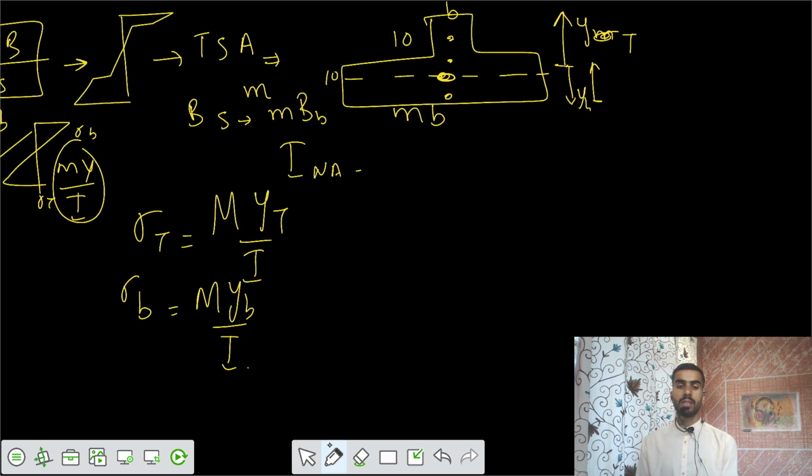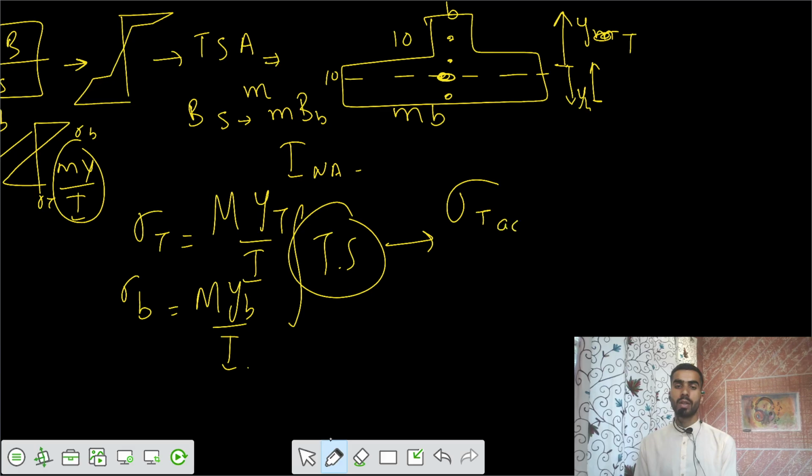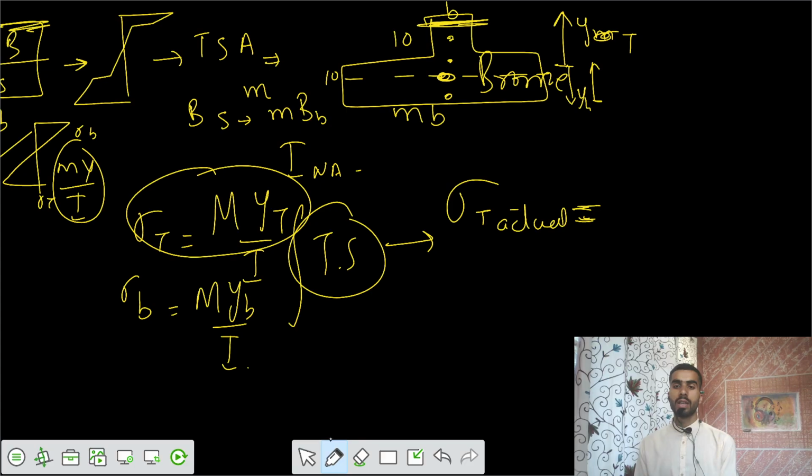Now these were the stresses in the transformed section. Now you have to convert them into actual sections. Stress at the top actual: since this is only bronze, and on the top initially you also had bronze, you don't have to multiply by any factor. So the stress you got here should be less than or equal to sigma allowable in the brass.